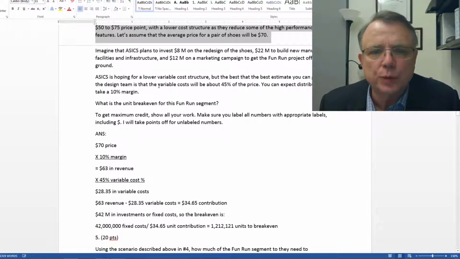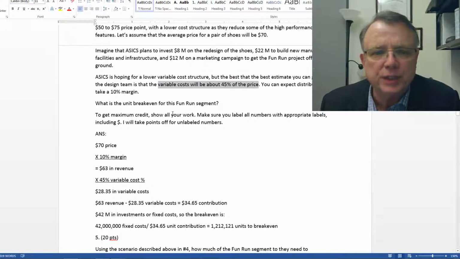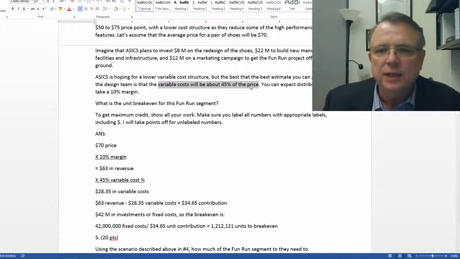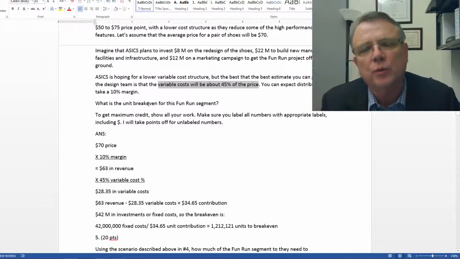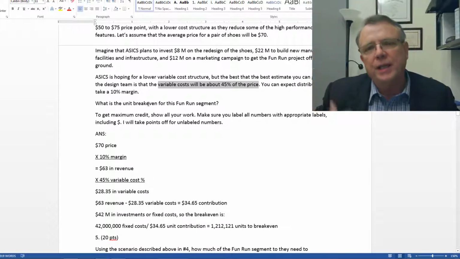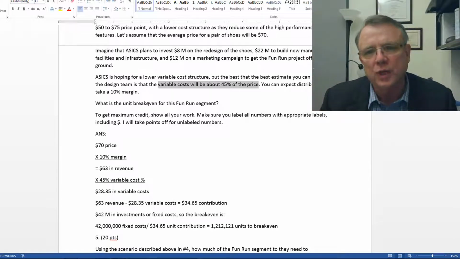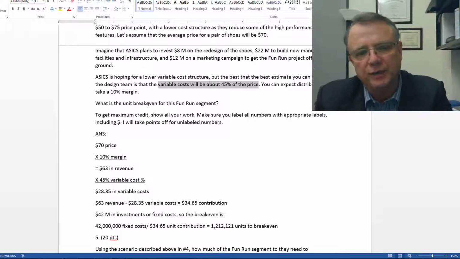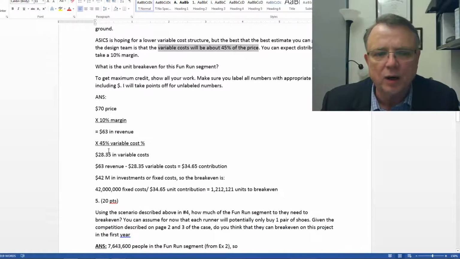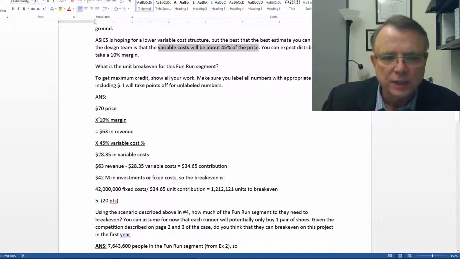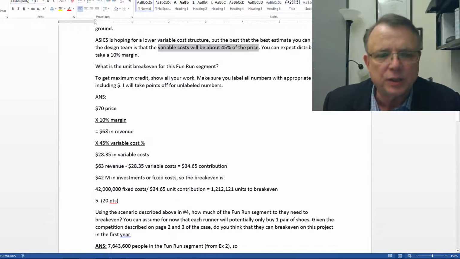Variable costs will be about 45% of the price. Distributors will take 10% of the margin. I decided to put this in at the end just to make sure you're clear on what the margins are. So we're ASICS, we manufacture shoes. We're talking about charging customers $70. So the first thing we have to do is get that 10% margin the distributors are going to take off of that cost. So 70 times 10% is $7. That equals $63 in revenue.